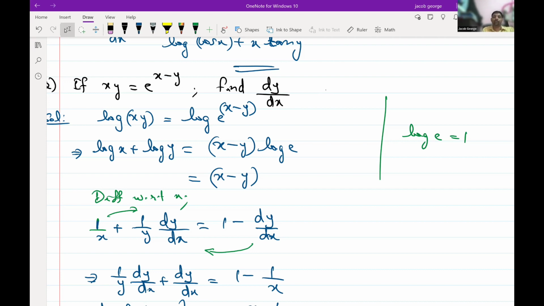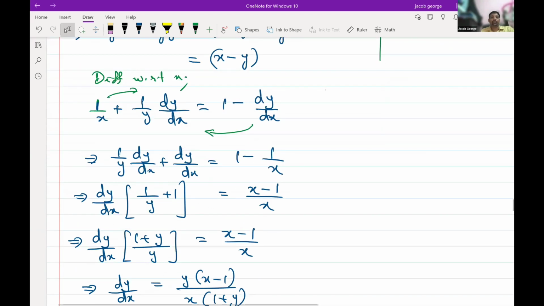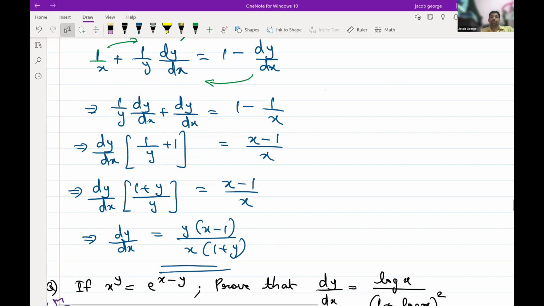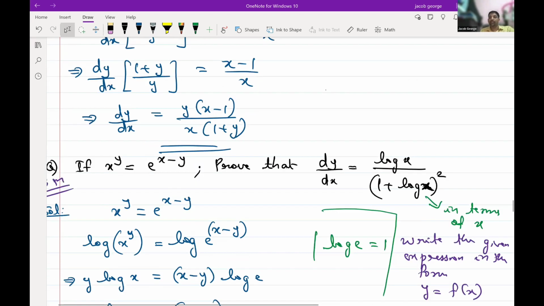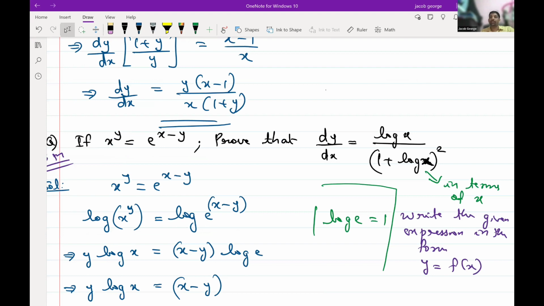Then differentiate with respect to x. And then finally, we get the answer like this. But the same type of question is there. Look at the answer, prove that question. The right-hand side is in terms of x: log x by (1 plus log x) the whole square. So it is a combined question of logarithmic and implicit form.